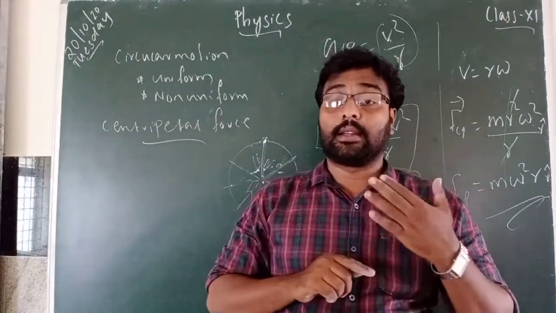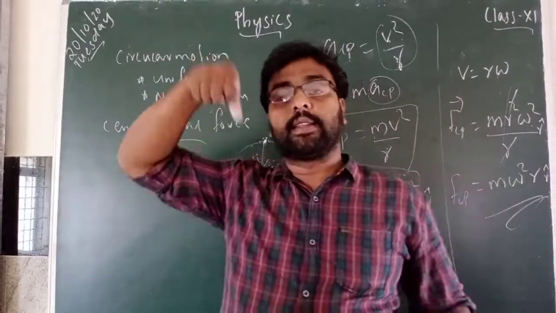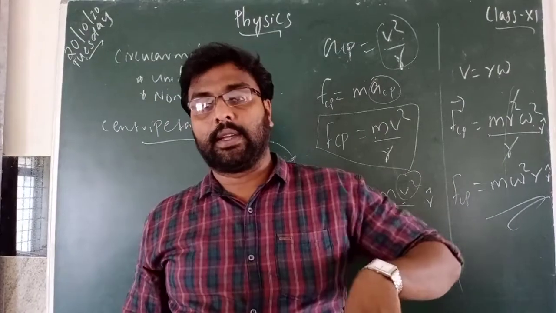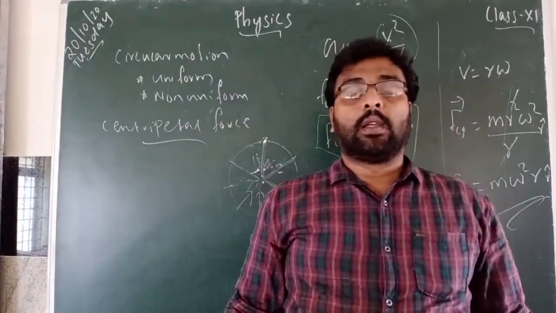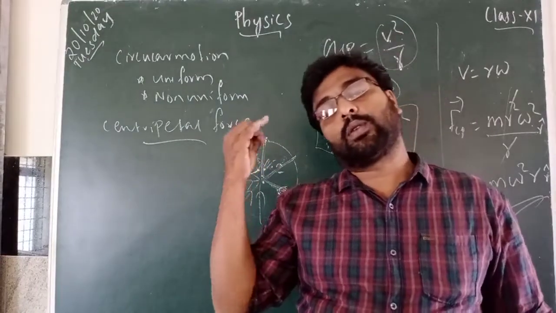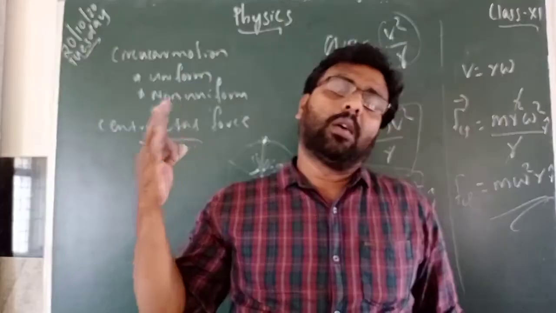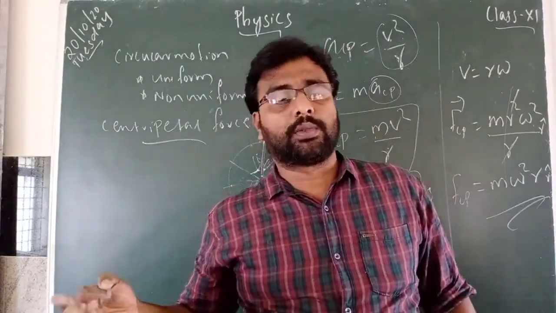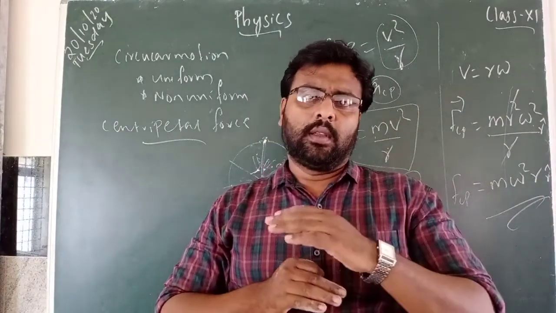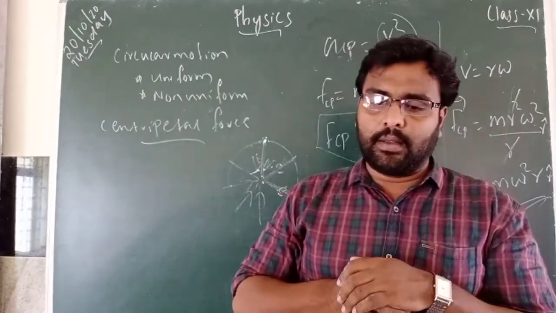Then tension is also one force. Any object which is tied tightly, there is a tension produced. That tension is a tension force. Yes, it is also a force. So the centripetal force is provided by gravitational force, or tension, or frictional force, or Coulomb force. Coulomb force we will study in 12th grade. So now we can discuss some of the cases.